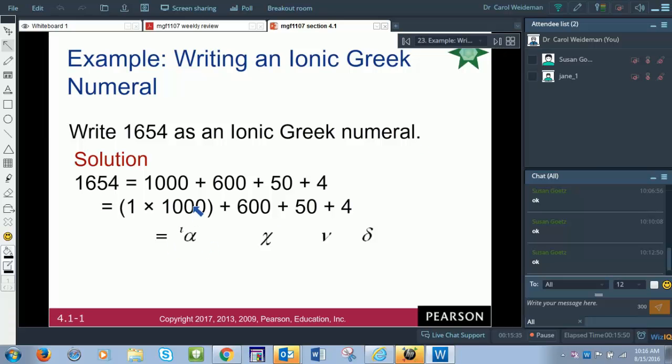So we don't have a symbol for 1,000, so what do I do? I'm going to take the symbol for 1, which is alpha, and put that little iota up here, and that says 1,000 times 1, which gives me the 1,000. This is chi, which is the symbol for 600. And then, I'm looking up the names here, nu is the symbol for 50, and for 4 is a delta. And so there's that number, 1654, written in the Ionic Greek. And again, you put them next to each other like that.